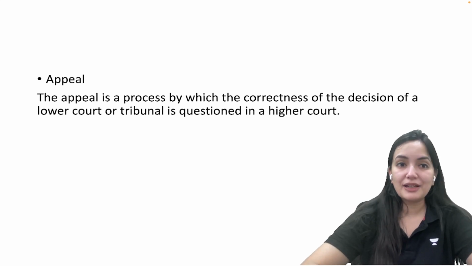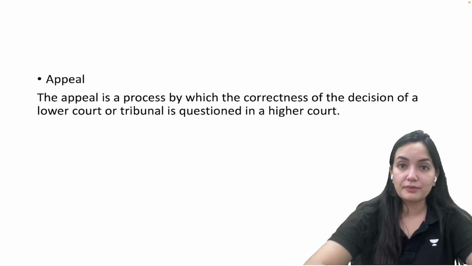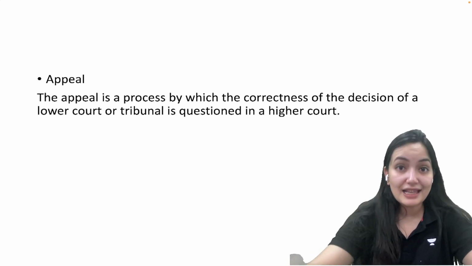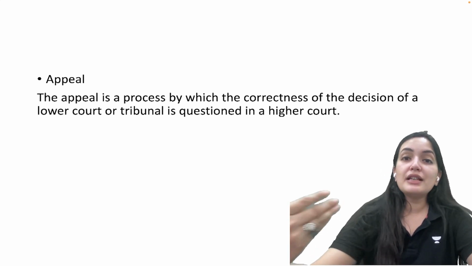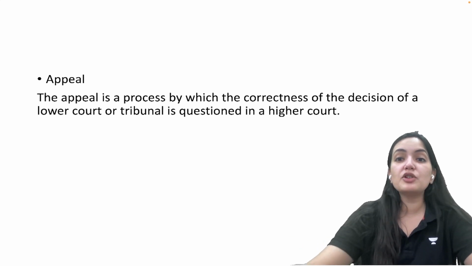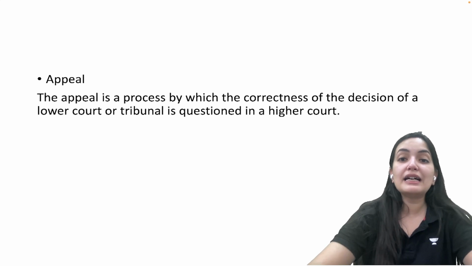Next, you have appeal. The appeal is a process by which the correctness of the decision of a lower court or tribunal is questioned in a higher court. So once a decision has been passed by a lower court, and you are not satisfied with that decision, it's against you, you can approach the higher court in appeal. So it is a process by which the correctness of a decision of a lower court or tribunal is questioned in a higher court.